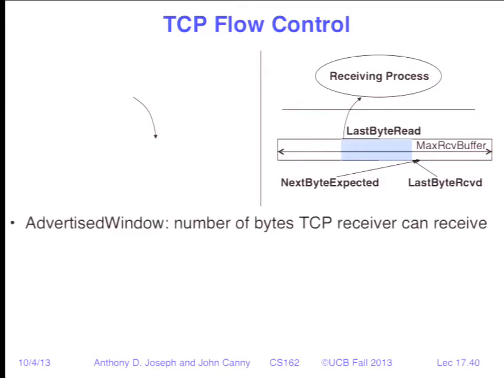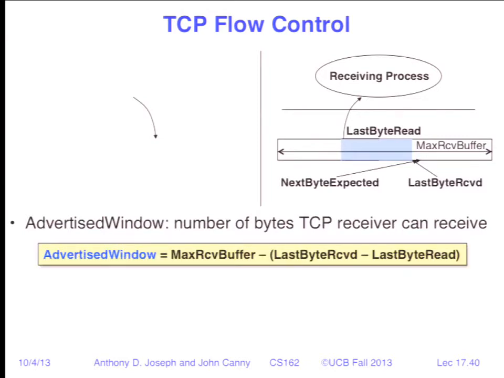Now, the receiver has extra space here. This is occupied by data that we're waiting for the receiving process to take. But the rest of this is available. And so our advertised window is the number of bytes that we can still receive. And again, it's going to be this white space on both sides. So in this case, it's going to be the max received buffer size minus the last byte received minus the last byte read. We do this all with modular arithmetic so it works.